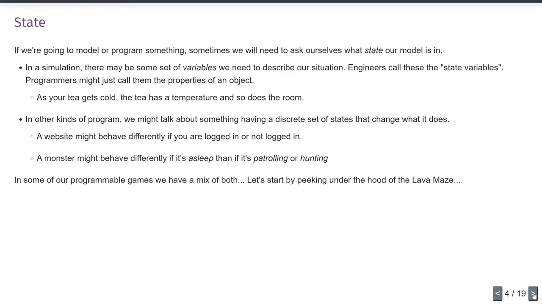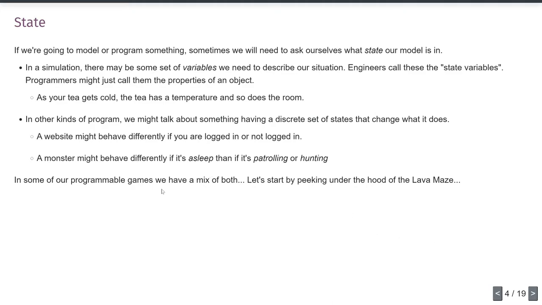Or in a computer game, well, we're going to head to the lava maze in a moment. A monster in the game might behave differently if it's asleep than if it's patrolling or hunting. An asleep monster is probably not doing very much except snoring, might get woken up and go into the hunting state, irascibly hunting for whatever woke it up. And then after a while, it might go back into the asleep state. And its behavior is going to depend on what state it's in. So that's one of the little ways that people tend to model these.